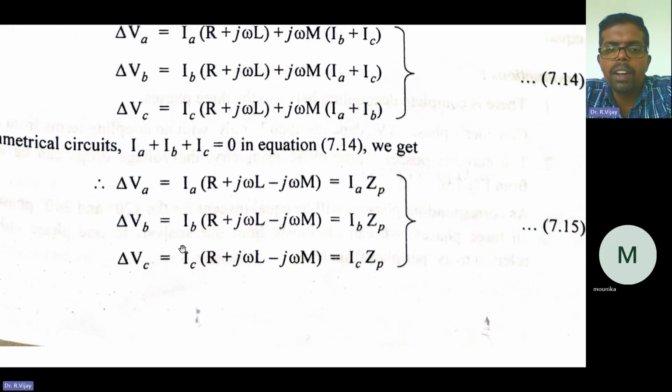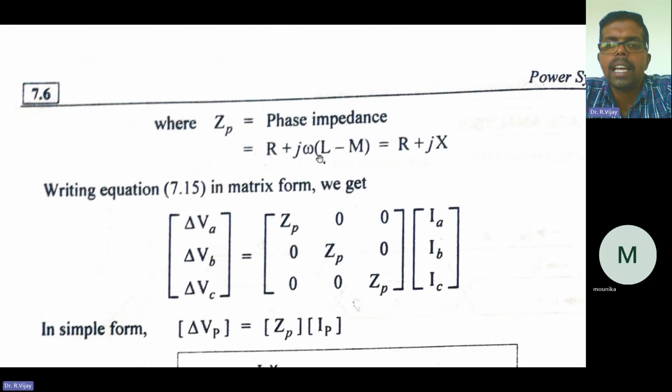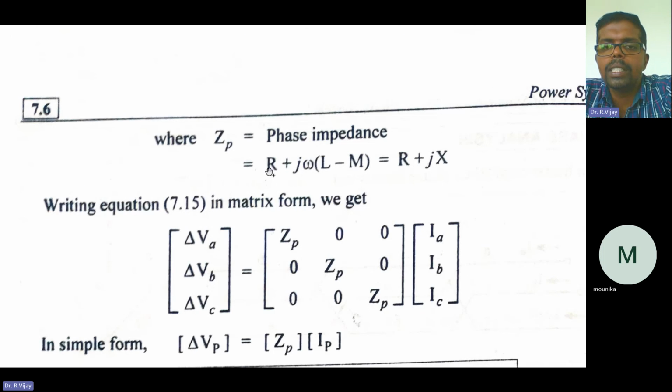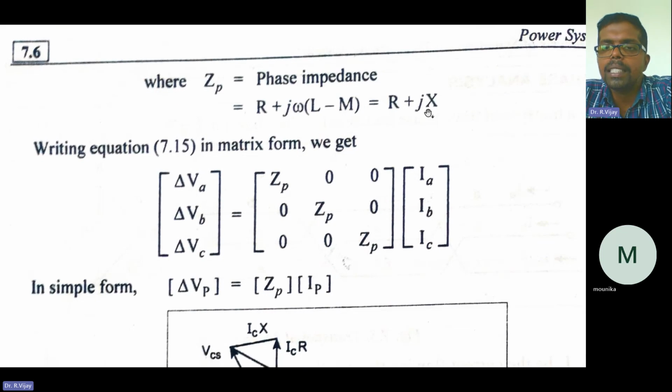Similarly for all the phases, same for IB. So del VB is equal to IB into ZP, del VC is equal to IC into ZP. Similarly for all the phases, same thing. So ZP is nothing but the phase impedance. j omega is common here, that we are taking outside. So R plus j omega into L minus M is nothing but equal to R plus jX.